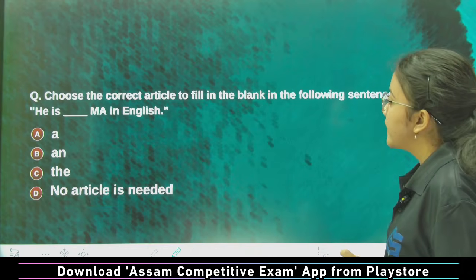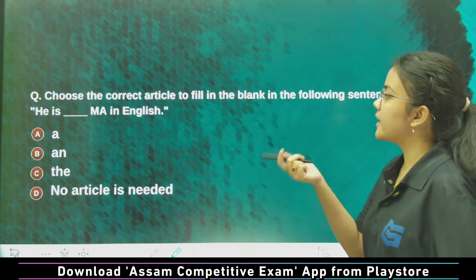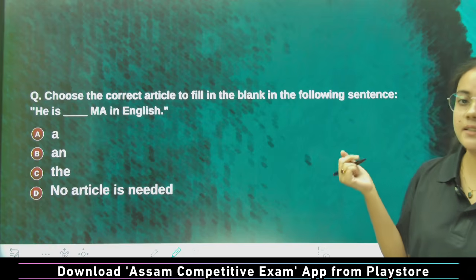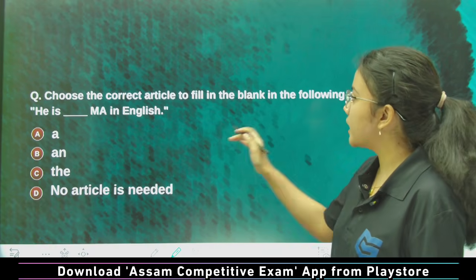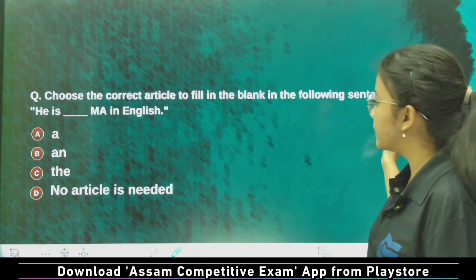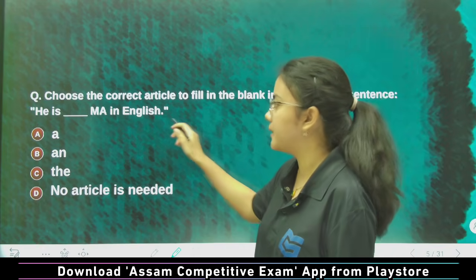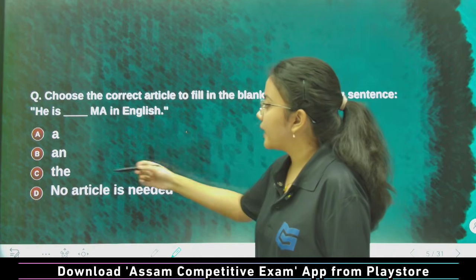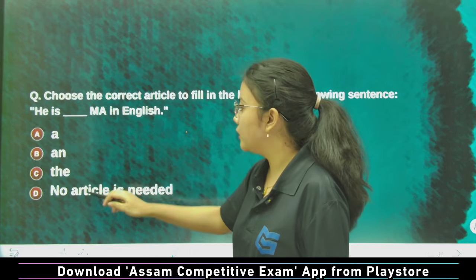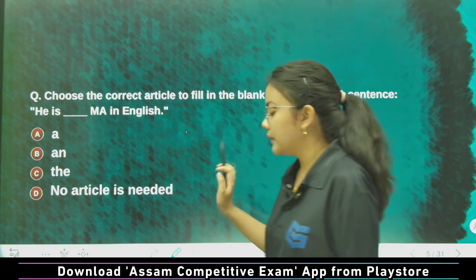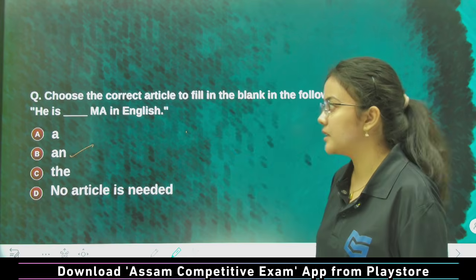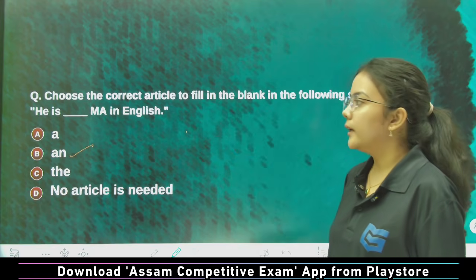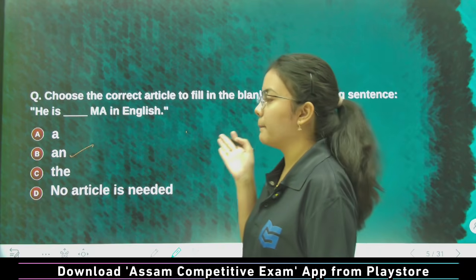Now next question: He is dash MA in English. This is a vowel. Choose the correct article to fill in the blank in the following sentence: He is dash MA in English. A, the, or no article is needed. The correct answer here is "an". An is the correct answer. Now how? He is an MA.